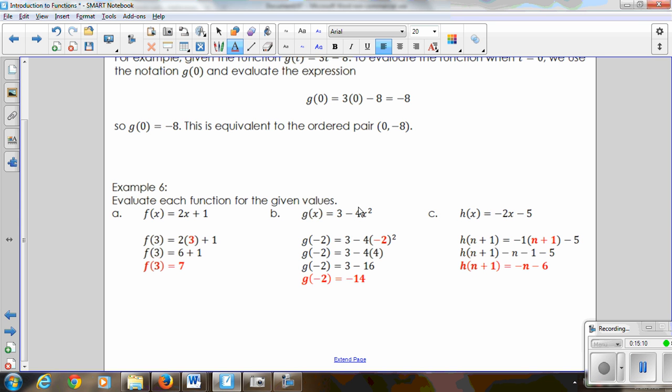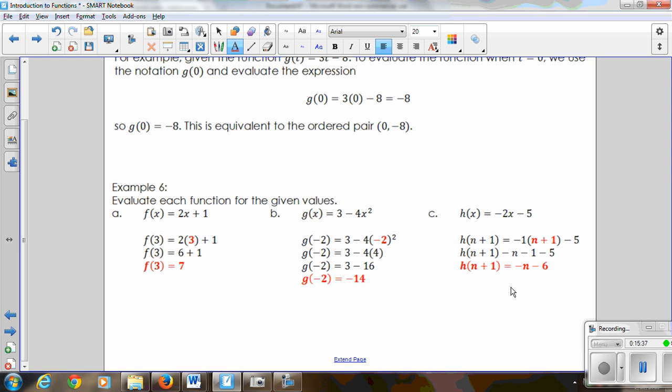In letter B, this is what we call a quadratic equation, or a quadratic function, because we're dealing with x to the second power. Don't forget, if I want to evaluate this function at -2, I must put -2 in parentheses before I square it. Otherwise, I'm going to end up with a -4, because the calculator won't know to square the negative as well as the 2. And so when we simplify, we get -14. So the ordered pair associated with this would be (-2, -14).